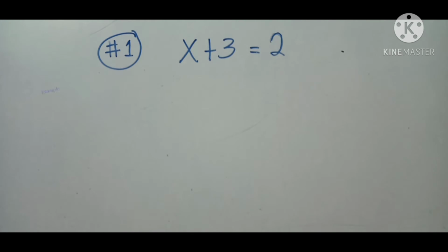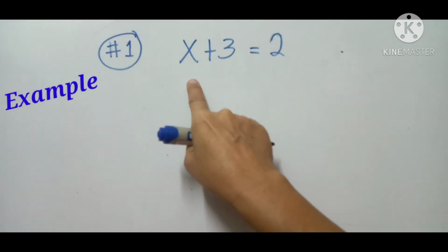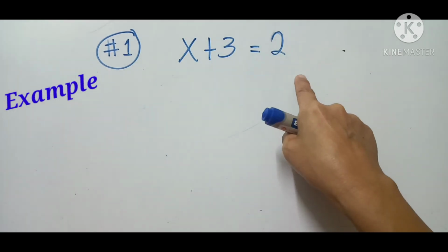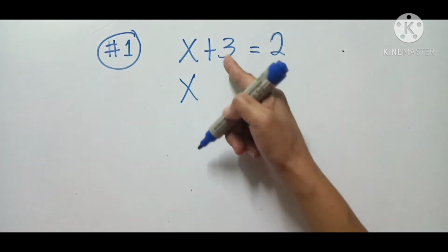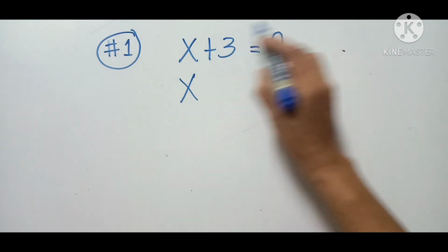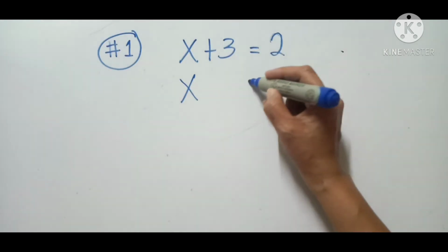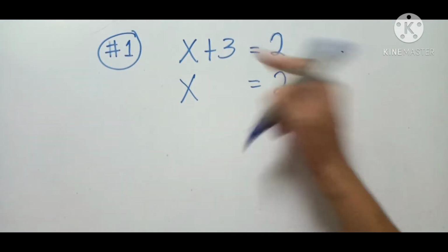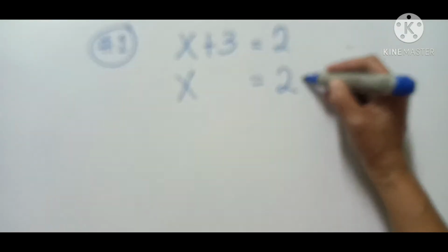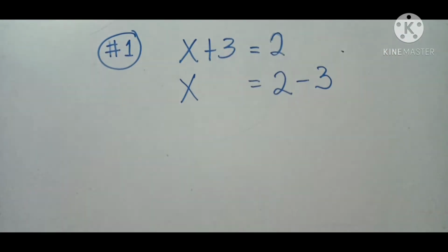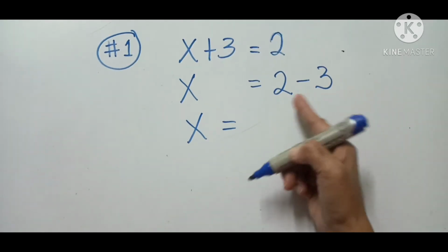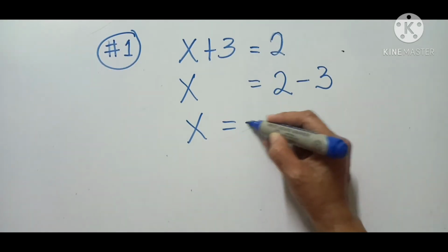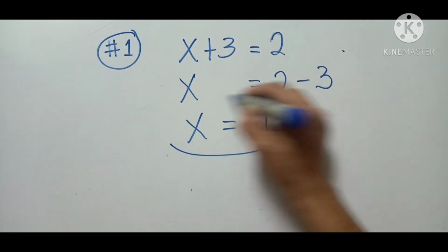First example, x plus 3 equals 2. Let's copy the x and then plus 3, you're going to transpose that. Copy the 2 and then the positive 3 now becomes negative 3. Let's now get the value of x by subtracting 2 and negative 3. So the answer is negative 1.